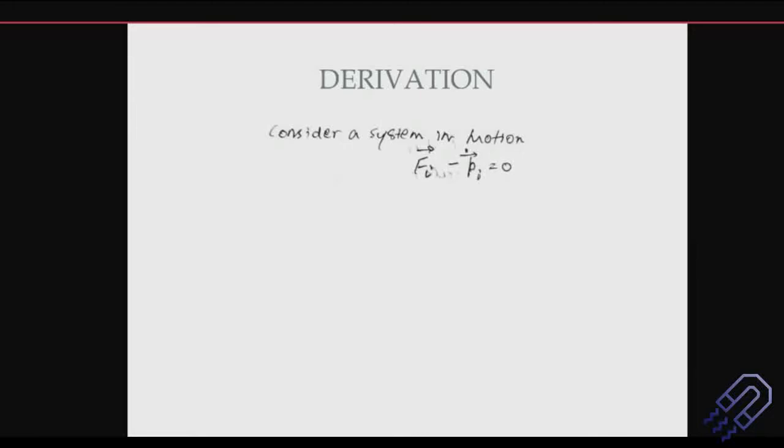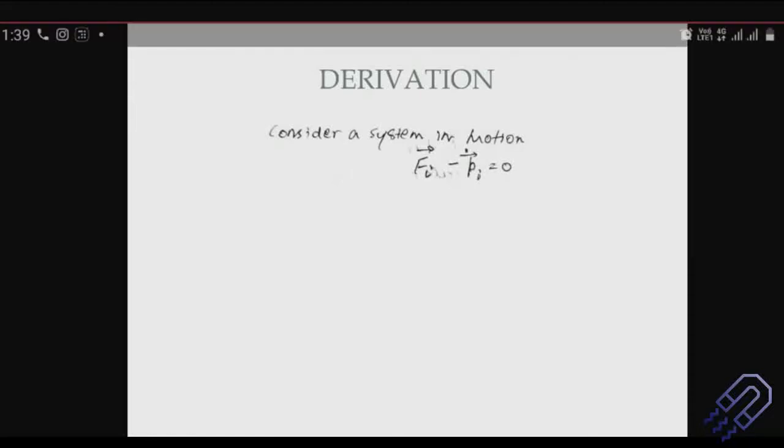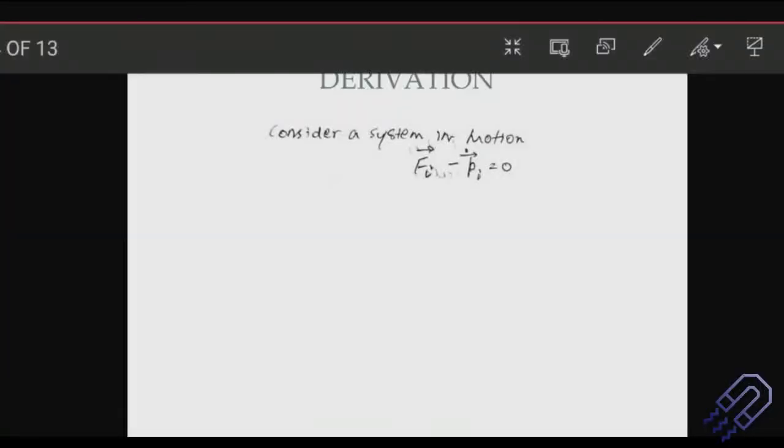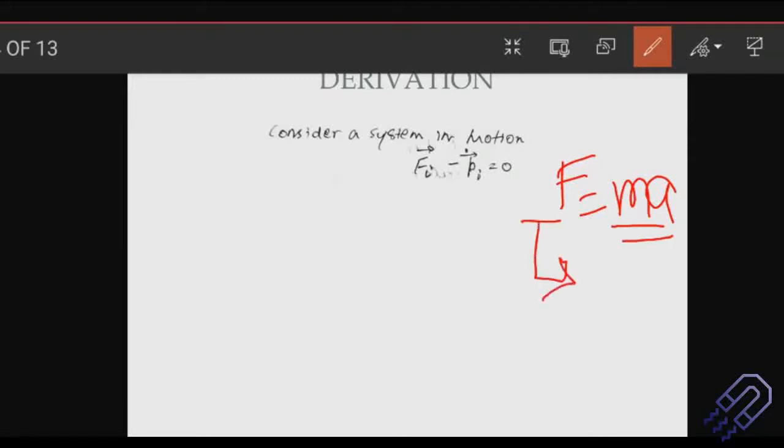If you consider a system in motion, it will definitely have some acceleration. If we consider the acceleration, we know F is equal to ma, right? So F_i minus p_i dot is equal to 0, because the force from Newton's second law is p_i dot. So we can write F is equal to p_i dot, or F minus p_i dot is equal to 0.